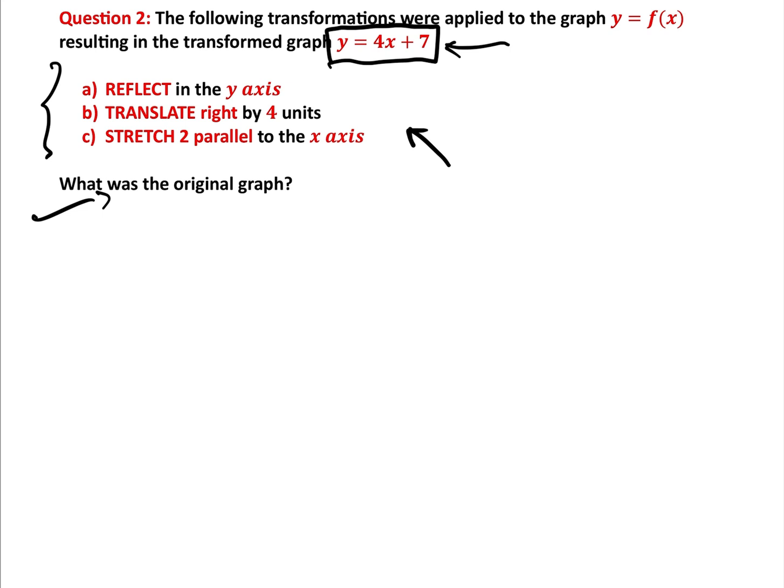Okay, so what we're going to do is start with C, stretch 2 parallel to the x-axis. Well, the opposite of that is stretch half parallel to the x-axis. So we know that we had y equals 4x plus 7 at the end. And what we have to do is the opposite of C, and we have to go this way. We cannot go either way. We have to go this way. The order does matter. So y equals 4x plus 7, and we're going to stretch that by half.